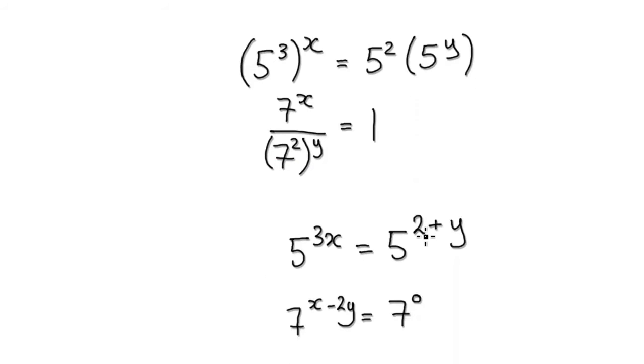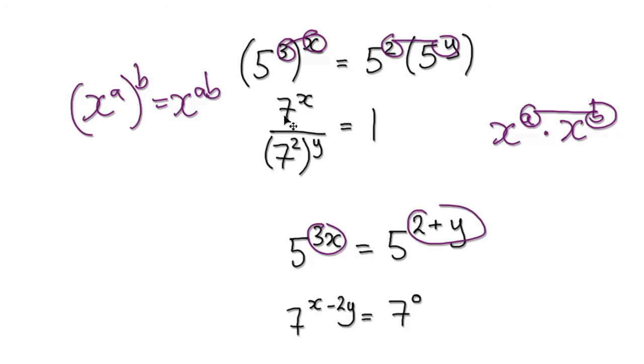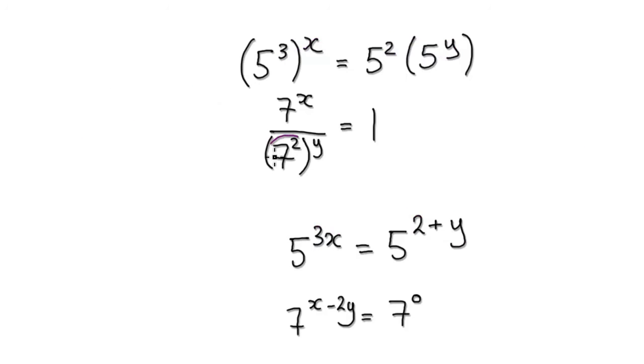So tidy this up. x to the power of a to the power of b, that's the same as x to the power of a times b. So get this times this. And then this thing here, x to the power of a times x to the power of b, that's when you add these two here. And then let's tidy this up. This thing here is 7 to the y. This is 7 to the power of x.